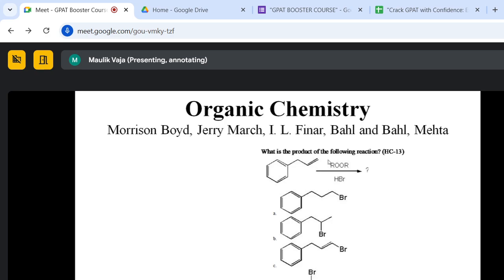Can anyone tell another name of anti-Markovnikov addition? Another name is the peroxide effect, and another name is the Kharasch effect. Very good, Yoga Chaitanya. Kharasch effect, peroxide effect, and anti-Markovnikov addition are all the same. So you will get the anti-Markovnikov product because peroxide is present. It is a very simple reaction, but when it is asked like this, the question can get you confused. So you have to use your brain.